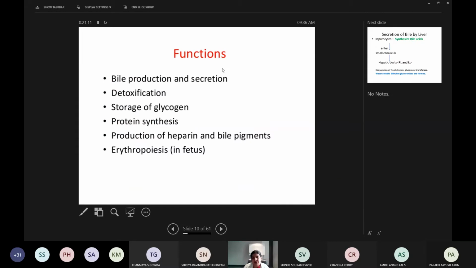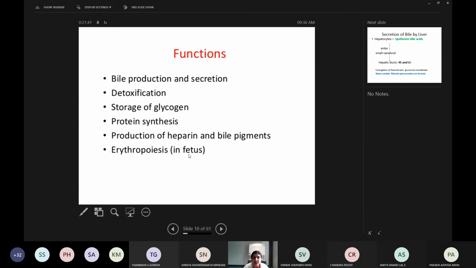So that was in depth, just to list out the main important functions once again. First is bile production and secretion. Second is detoxification and storage of glycogen. These are very important functions. In that order only I have listed. Then protein synthesis. Then production of heparin and bile pigments, again very important for bile secretion and digestion of lipids.